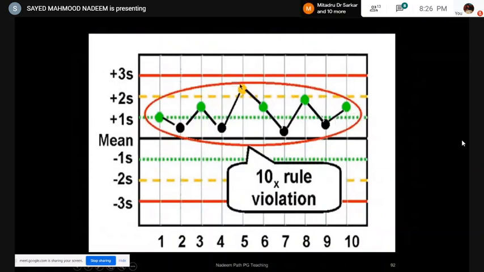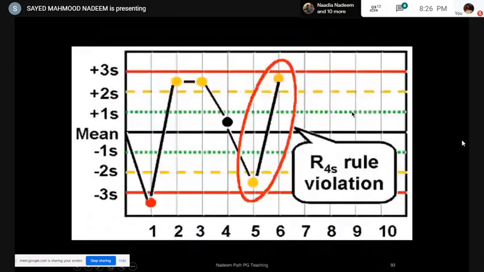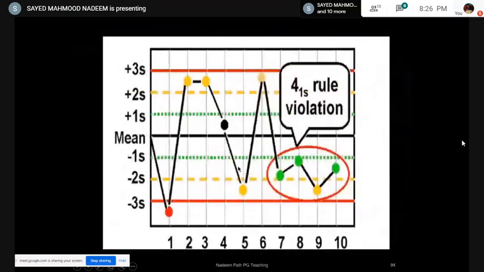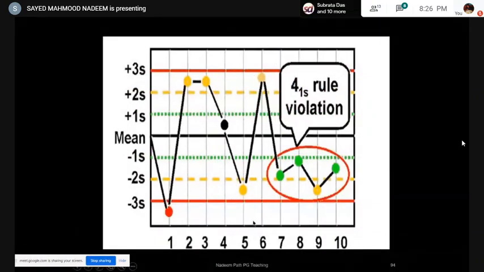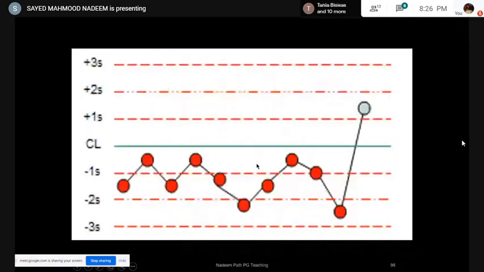within material. And here you can see R4S here, 1-3S here, 2-2S here. So multiple violations are going on in this chart. Here you can see the 4-1S rule violation, 1-3S here, 2-2S here, R4S here. And this is a typical bias which we showed you, the 10x rule.